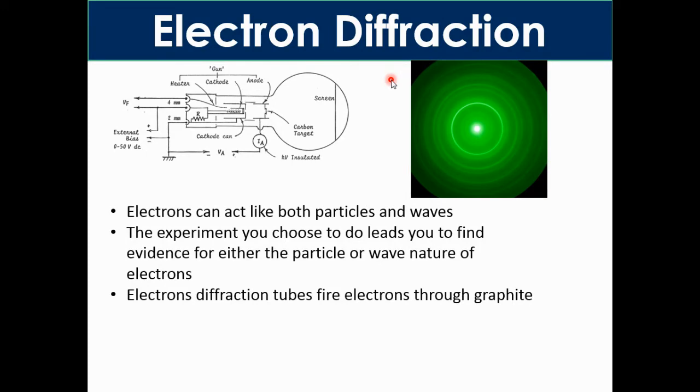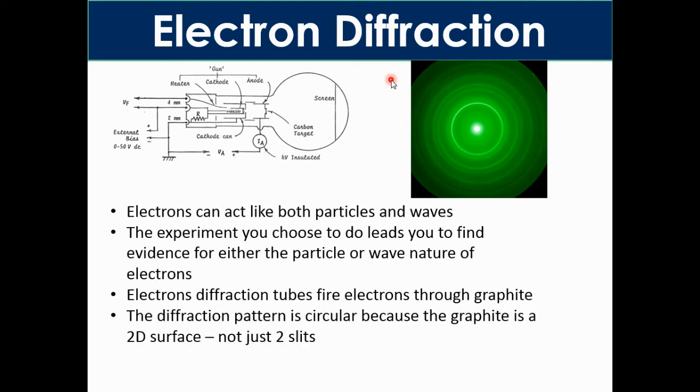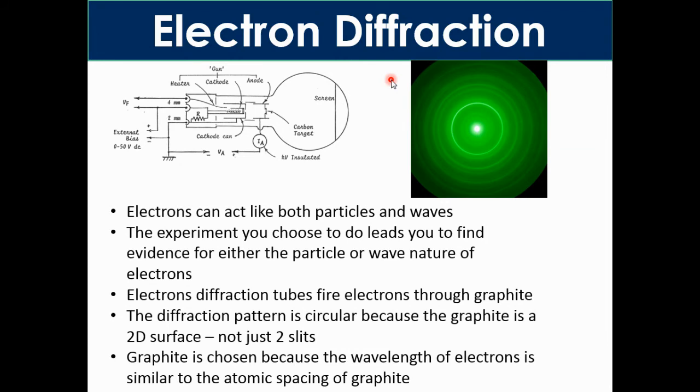And he told you what would happen if you increase the voltage, it increased the energy of the electrons, and therefore decreased the amount of diffraction that was going on, because you're obviously changing the wavelength of the electrons. The reason it's circular is because graphite's a 2D surface, it's not just two slits, and this is what I've just said. So I'll give you a few seconds now to copy these down.